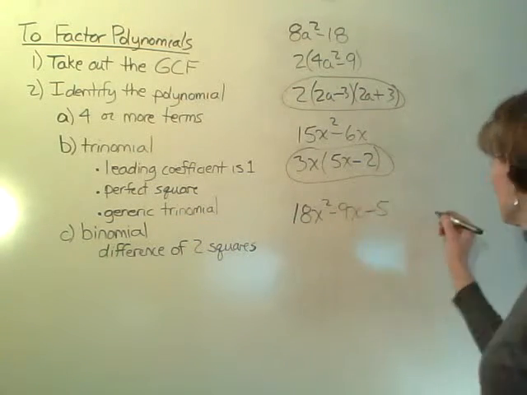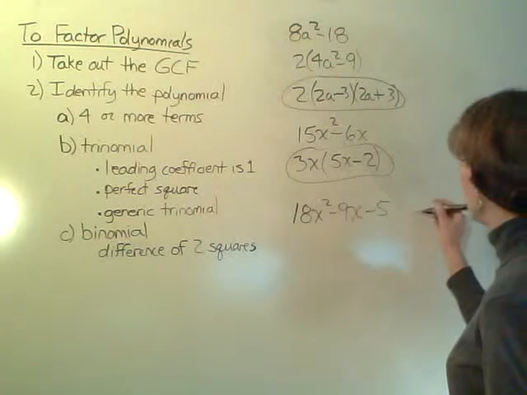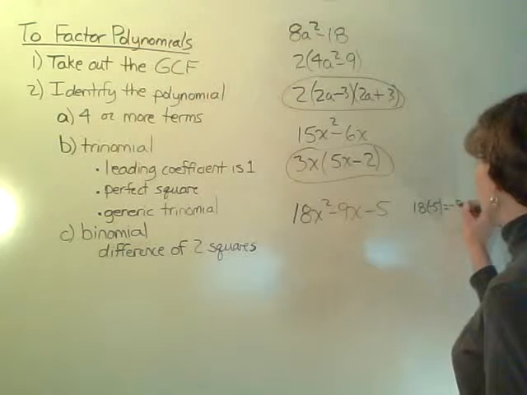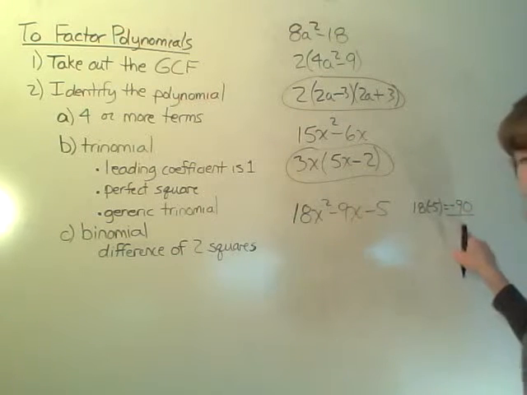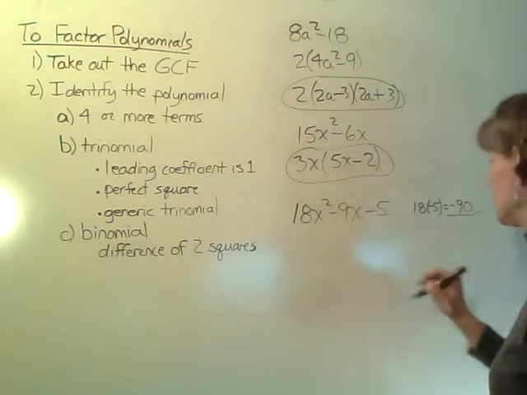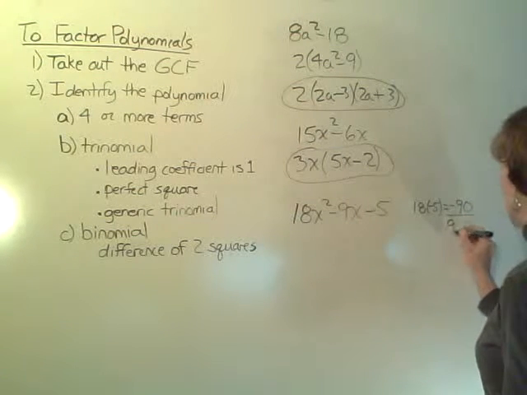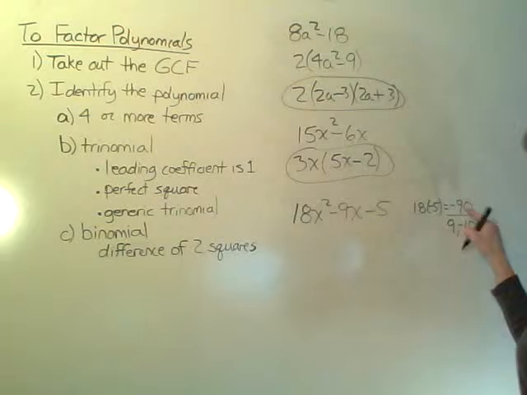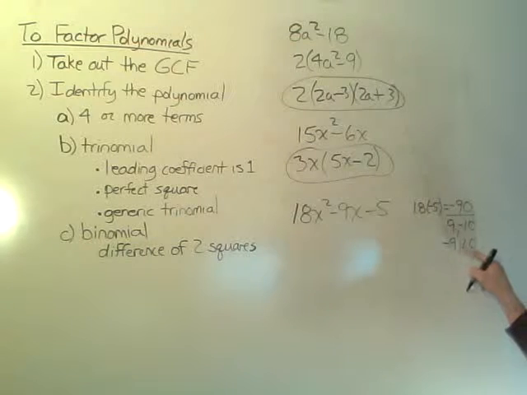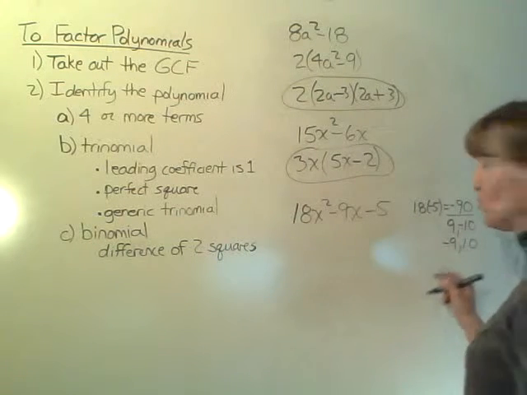Remember that to factor generic trinomials, we multiply the 18 times the negative 5. We get negative 90 in this case. And we look for pairs of numbers that multiply to give me negative 90 and add to give me negative 9. For example, 9 and negative 10 multiply to give me negative 90, but they add to give me negative 1. Negative 9 and positive 10, the same. They add to give me positive 1. So those aren't going to work.